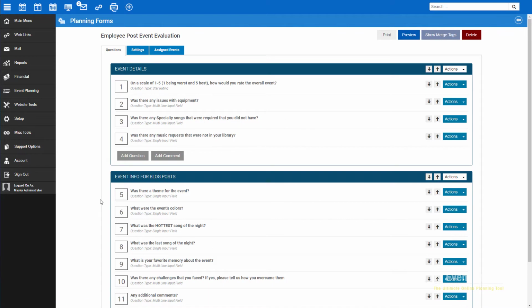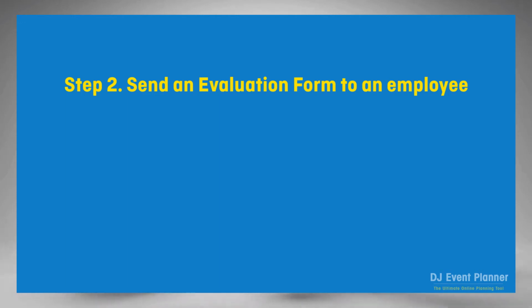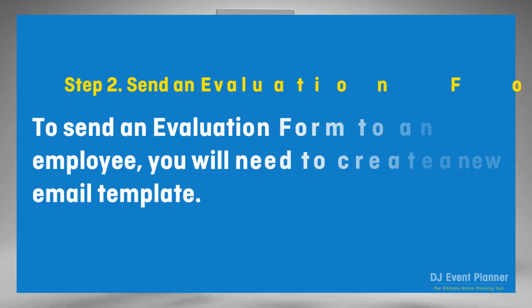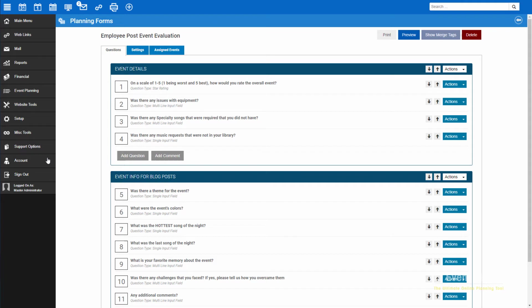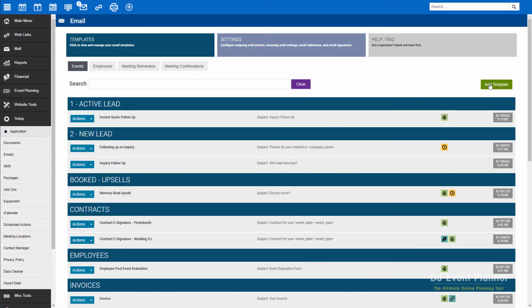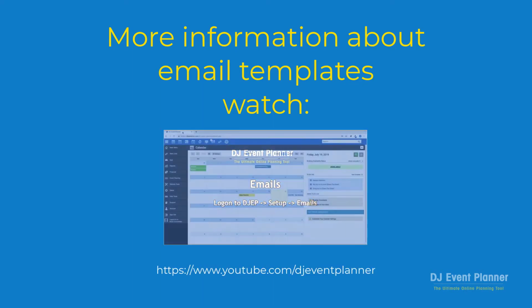Now that we have our evaluation form created for our employees, how do we send an employee post-event evaluation form? To send an evaluation form to an employee post-event, you will need to create an email template to send. To create a new email template, log into DJ Event Planner, Setup, Emails, and then Add Template. Because we are sending a post-event evaluation form, we will want to make sure that the template we add is an event-based template. For more information on creating email templates, please see our tutorial titled Email Templates on our YouTube page.